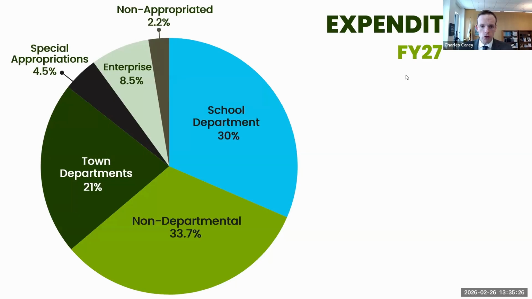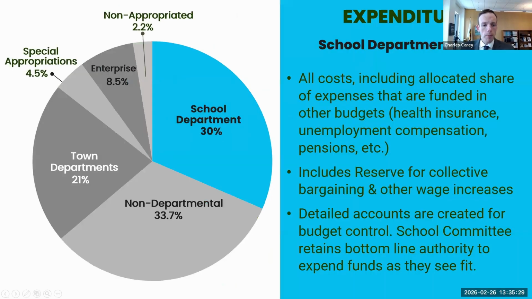When we talk about the schools budget, this is allocated, all costs, including the allocated share of expenses that are funded in other budgets. It includes the reserve for collective bargaining and their wage increases. There are detailed accounts that are created for budget control, but the school committee controls them, right? We talked about this. Ultimately, it's the school committee's decision for how to spend the money they get. And that means that in the event that there is a shortfall between the amount of revenue that we get and the amount of money that we can allocate to the schools, the school committee is responsible for figuring out how to make that.